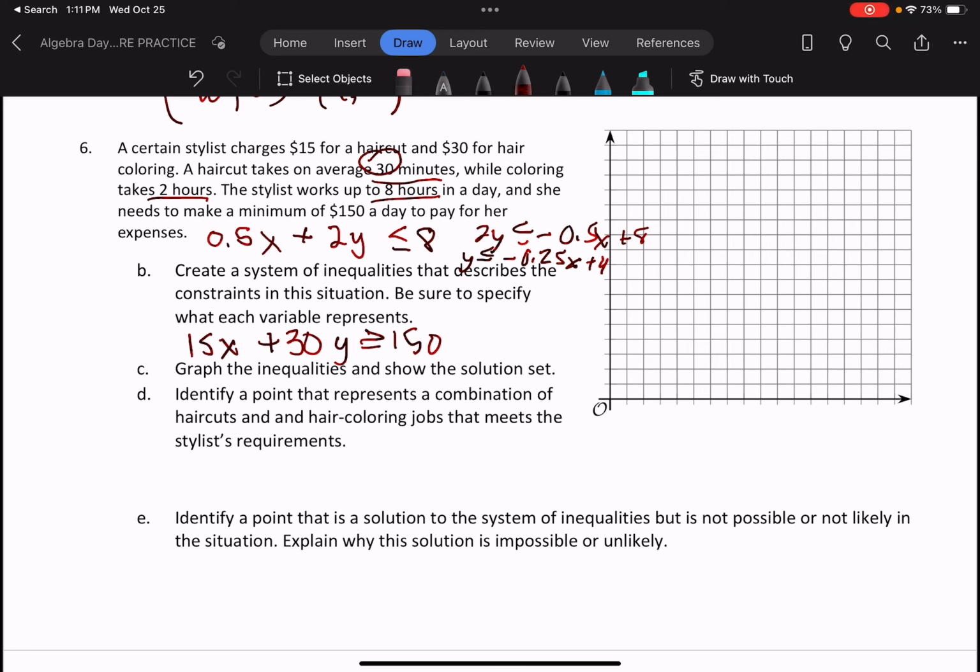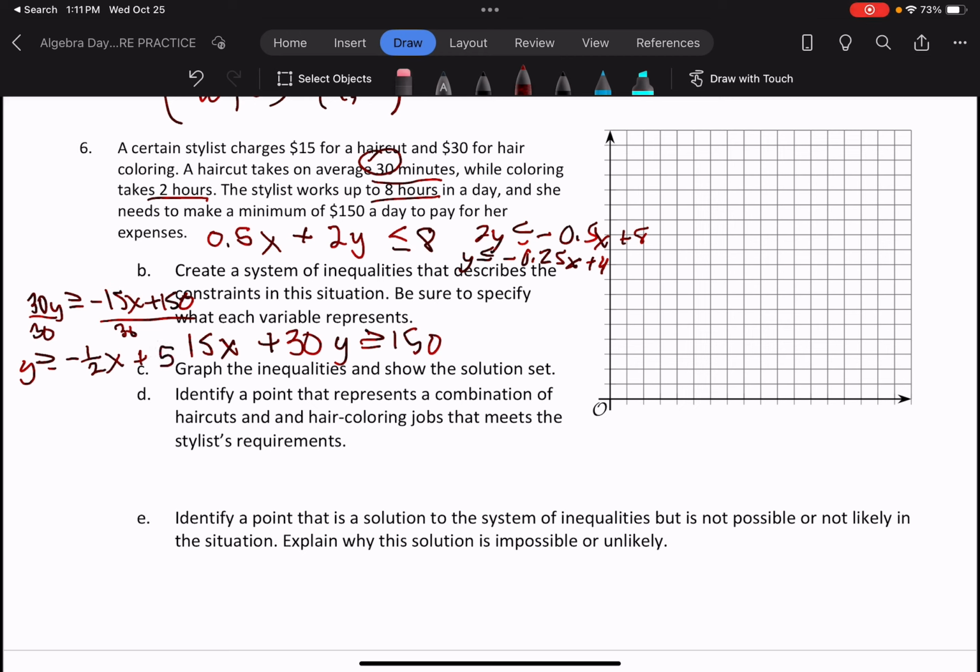I'm not going to graph it yet because I want to see what the other one's going to look like. So let's say we have 30y is greater than or equal to negative 15x plus 150. Divide both sides by 30. Get y is greater than or equal to negative 1/2 x plus 150 divided by 30 is 5.